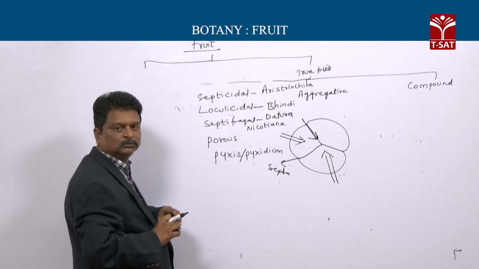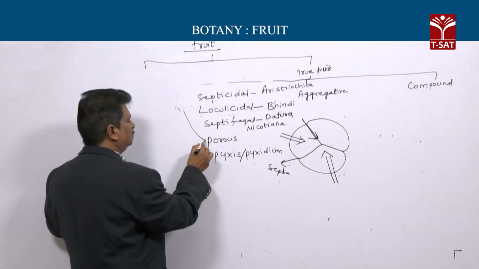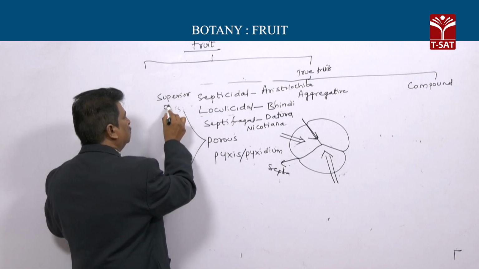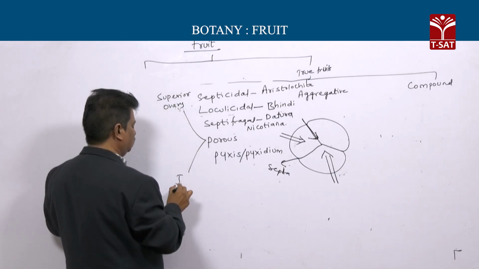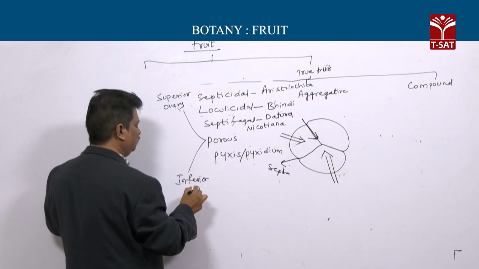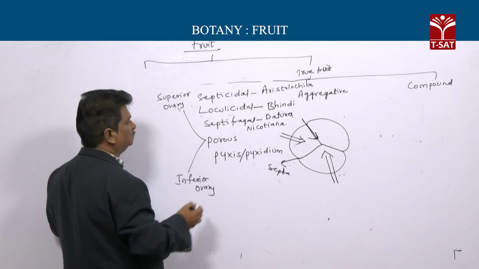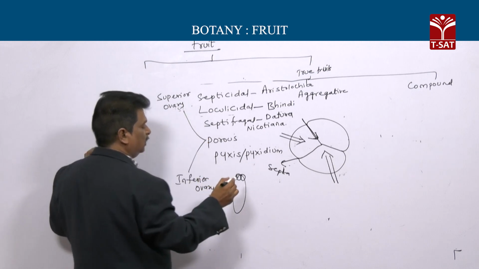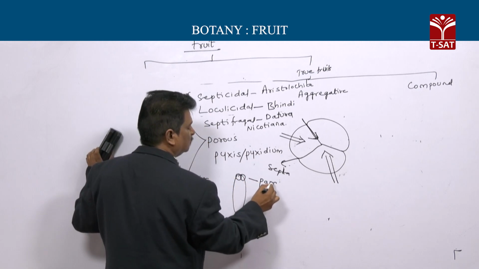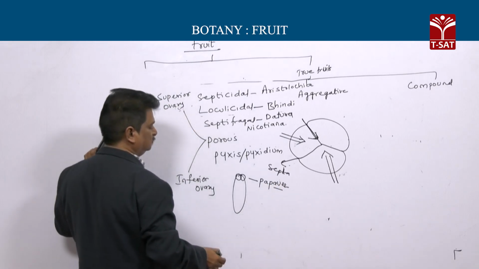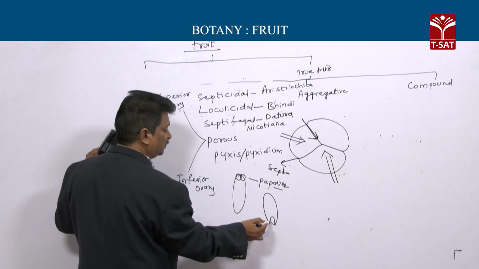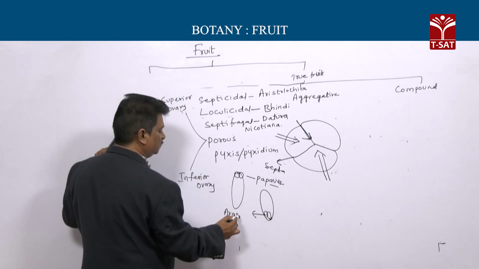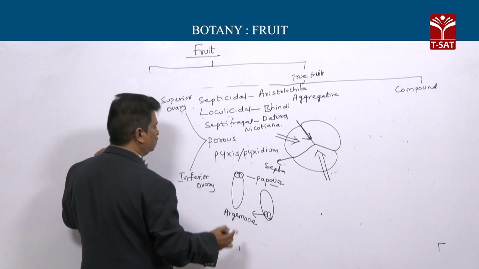Next, porous capsule. This porous capsule is developed from either superior ovary or inferior ovary. If it is developed from superior ovary, pores are formed on the upper side. Example, Papaver. If it is developed from inferior ovary, pores are formed on the lower side. Example, Argemone.